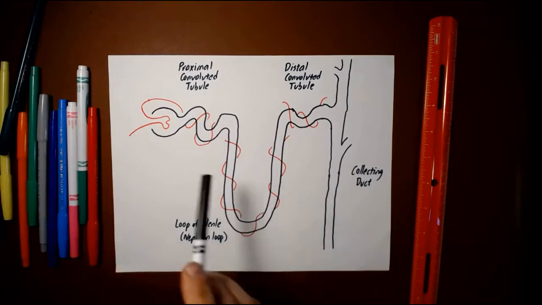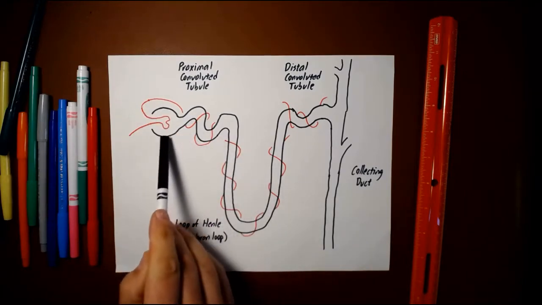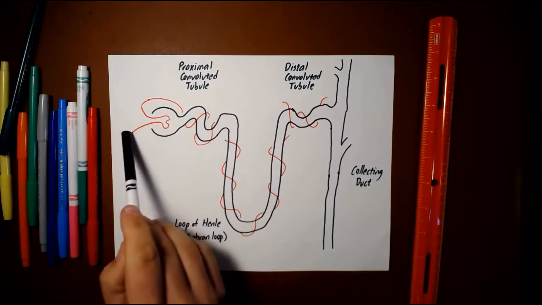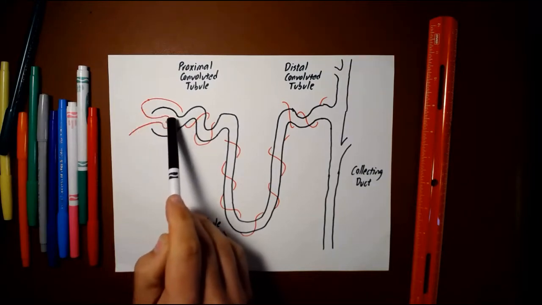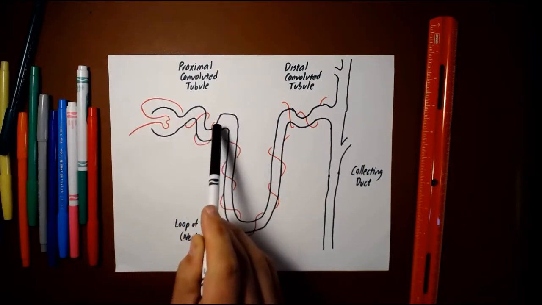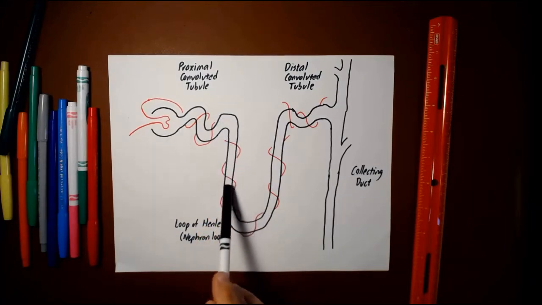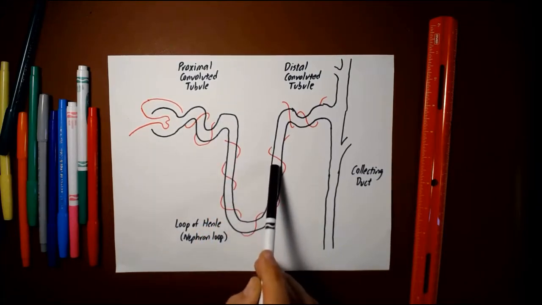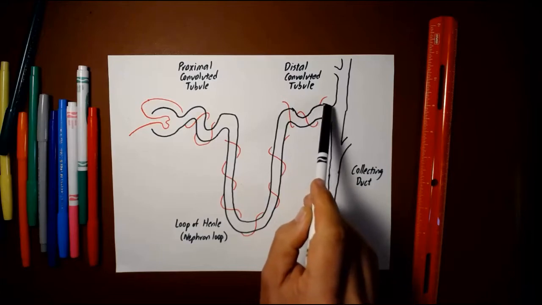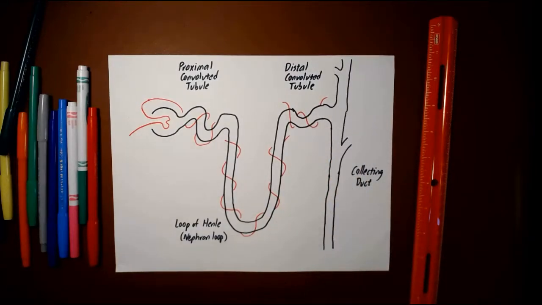And just to clarify everything, this was our Bowman's capsule with the glomerulus, the afferent and efferent arterioles. This first part of the urinary tubule, the proximal convoluted tubule, leads into the descending and then ascending limbs of the loop of Henle. Then we get to the distal convoluted tubule, which joins onto this collecting duct. Now, let's talk a little bit about how this works in terms of urine production.